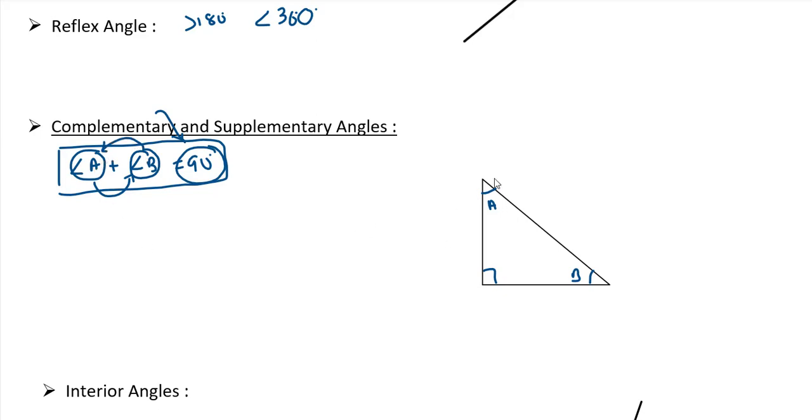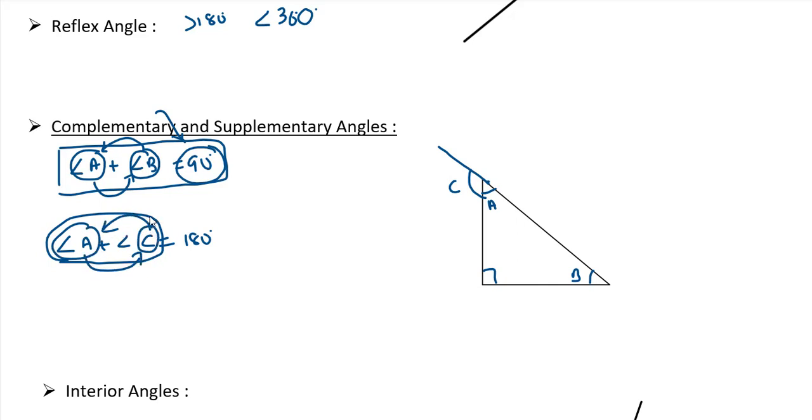So what is a supplementary angle? Let us just extend one of the sides of the triangle and name this angle as C. Now clearly angle A plus angle C will be 180 degree. So for any two angles whose sum is equal to 180 degree, they form a supplementary pair. So angle A is supplementary of angle C and angle C is supplementary of angle A. So this is all about complementary and supplementary angles. Let us now move ahead.